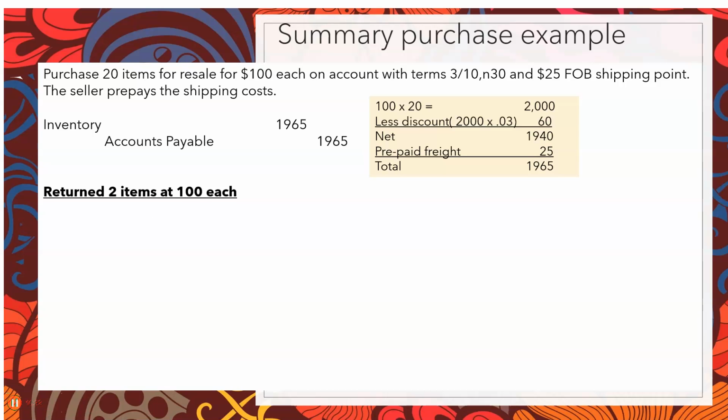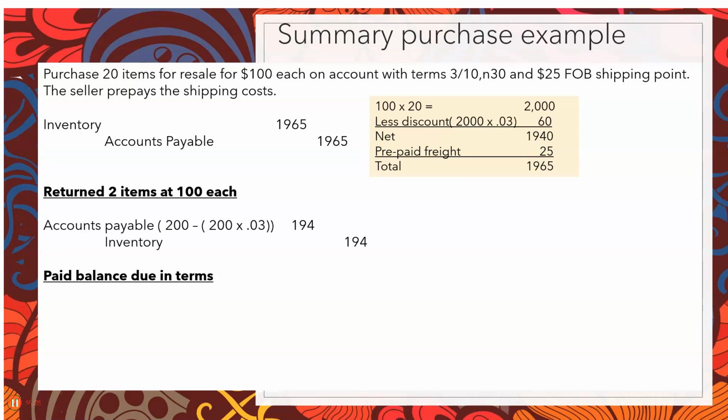Now, what if we return 2 of the items at $100 each? So accounts payable is going to be the $200 minus the 3% discount. So we're going to reduce accounts payable and reduce our inventory costs. What if we paid the balance due in terms? It would be accounts payable, cash. Now, how did we get that? You have to take the 1965. Remember to back out the item that you returned. So that concludes part 1.